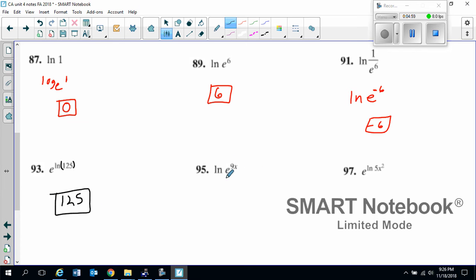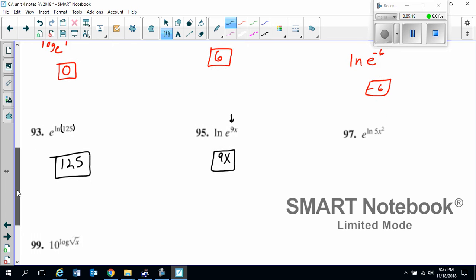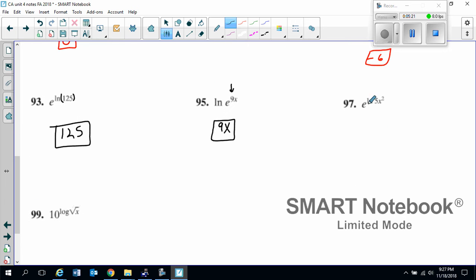Here on 95, you got natural log, understood base e, of e to the power of 9x, so bases match. It's just going to simplify to this exponent right there, 9x. Don't try to solve it, that's it, it's just 9x. Okay? And then basically the same thing on 97 right here.